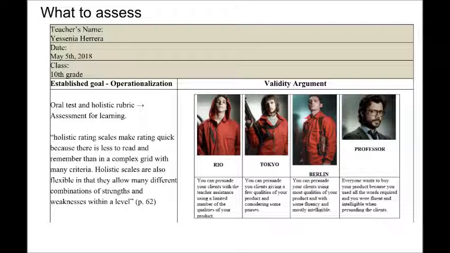Luoma supports this idea by asserting that holistic rating scales make rating quick because there is less to read and remember than in a complex grid with many criteria. Holistic scales are also flexible in that they allow many different combinations of strengths and weaknesses within a level.